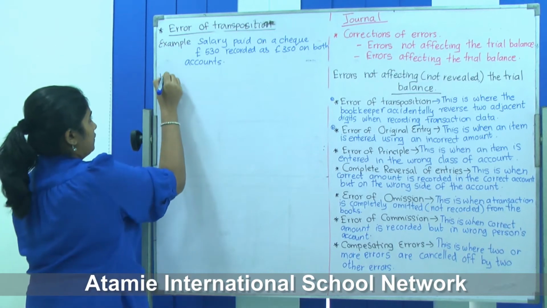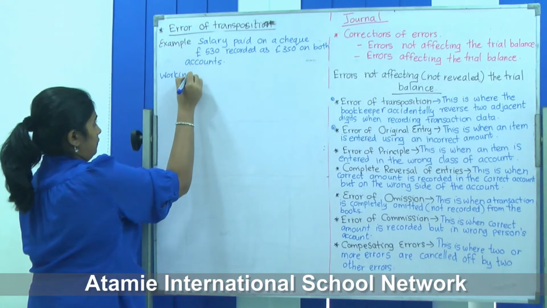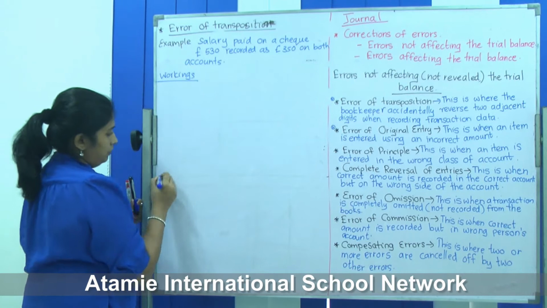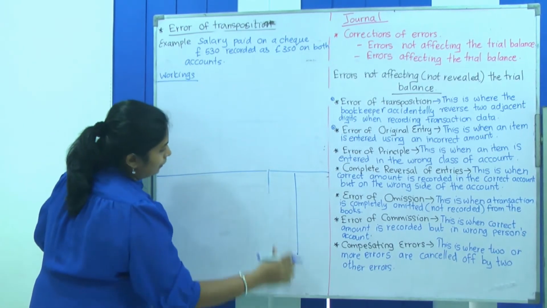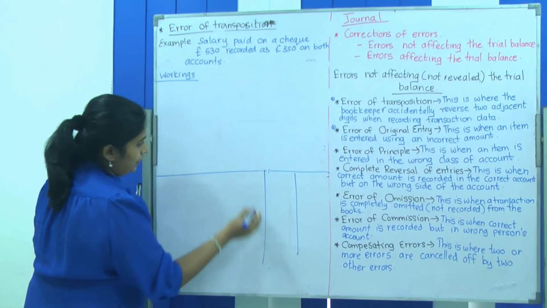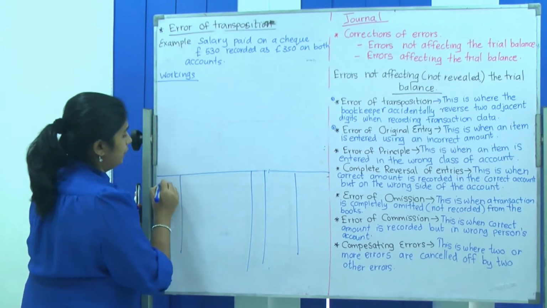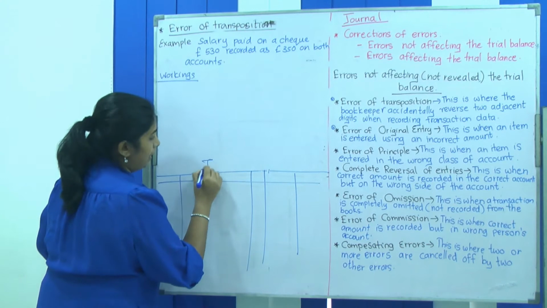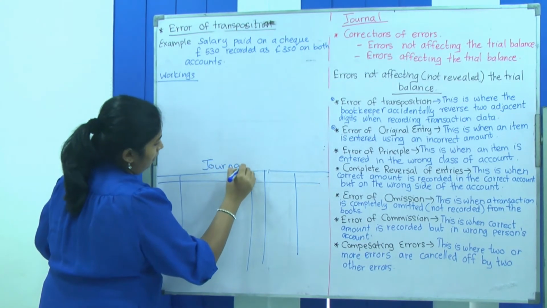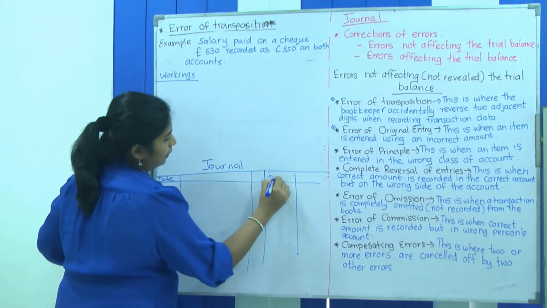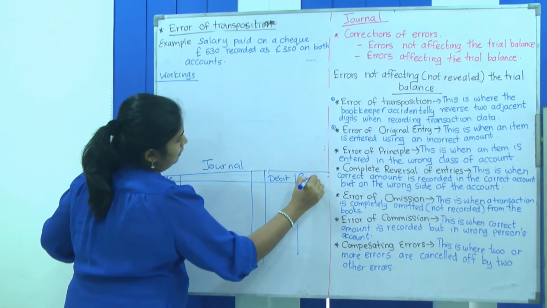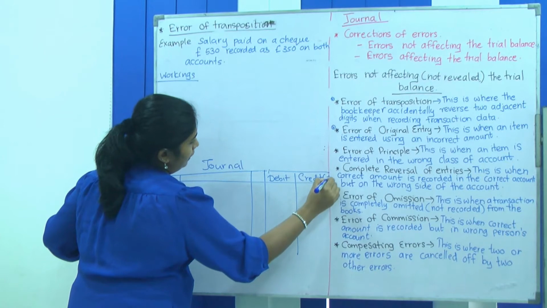So, workings. Sometimes the working is for your own use. That means I am doing the workings only to make you understand. Other than that, they are asking only for the journal entries. But it's better you do the workings, because then there won't be any errors.